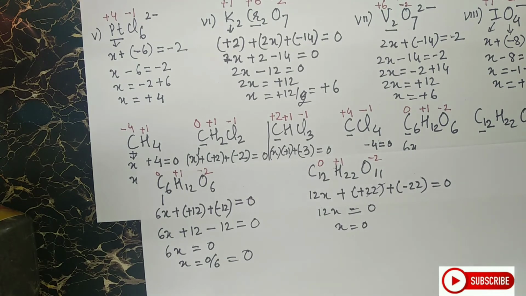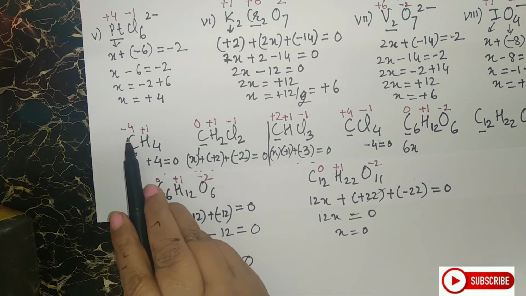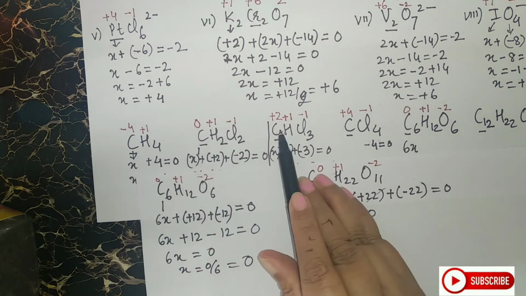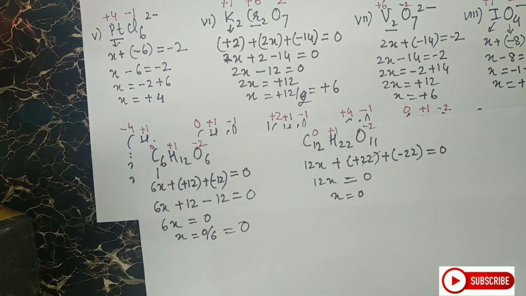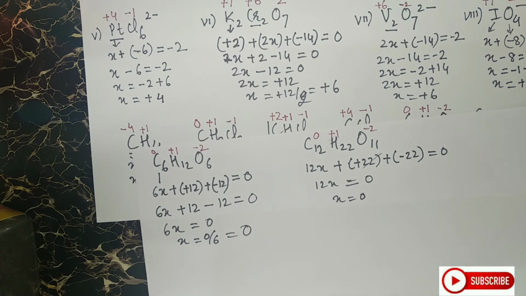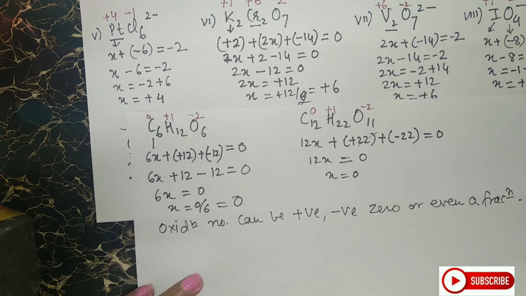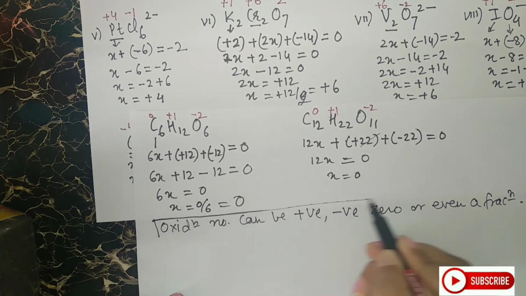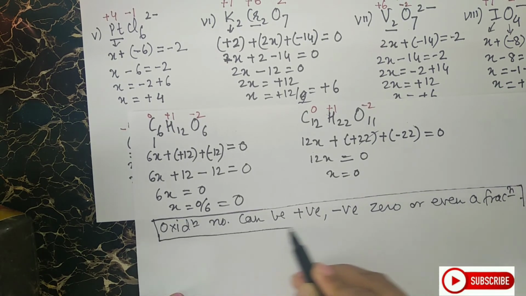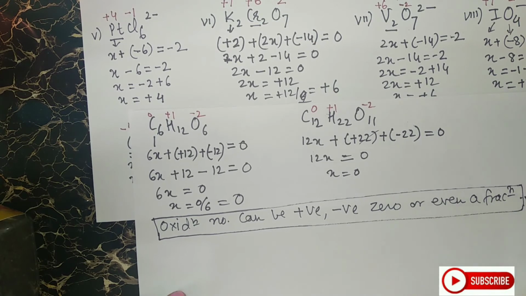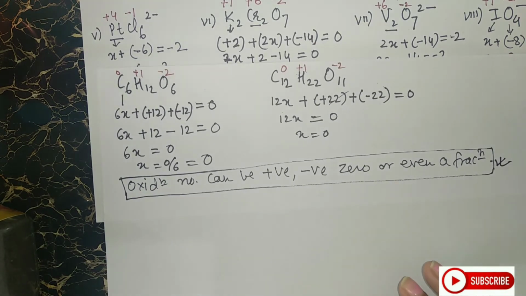So what we conclude, students, if you see this, this is a negative oxidation number, this is 0, this is positive oxidation number. So oxidation number can be 0, any negative value, any positive value, or even it can be a fraction. So let us write that. This is very, very important. You must know. Now we have seen a few molecules which are very, very simple. Let us try a few more which are slightly difficult to understand, but we can simplify them.